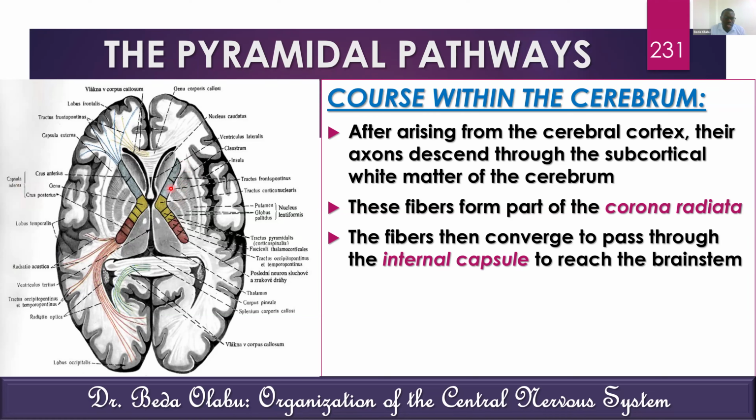The internal capsule has several parts. We call this the anterior limb of the internal capsule. We call this the genu of the internal capsule. We call this the posterior limb of the internal capsule. Way behind it, some region there is what we call the retrolentiform part of the internal capsule. And it's called retrolentiform because this is the lentiform. So this is the region of the internal capsule behind the lentiform. That's what's called the retrolentiform part of the internal capsule.